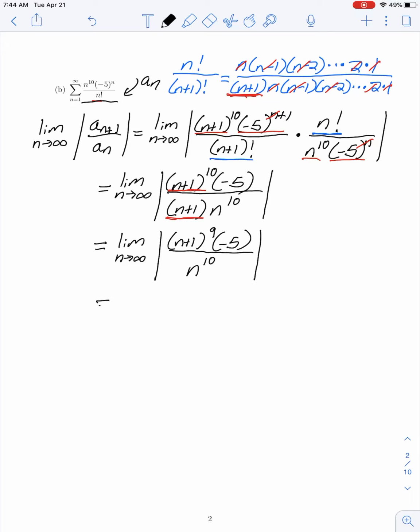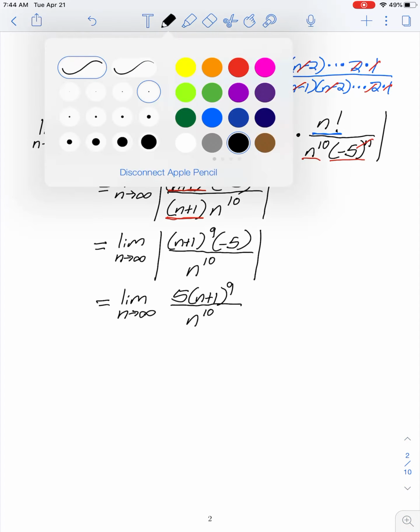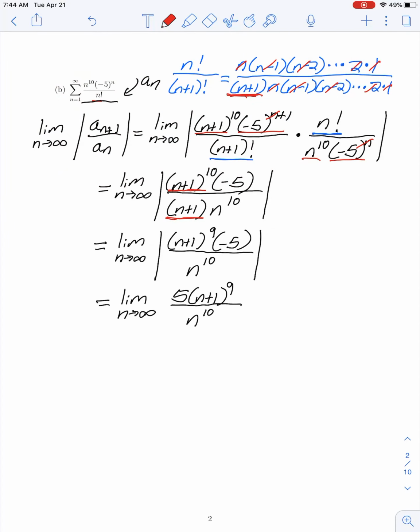Or taking the absolute value of this expression, we have the limit as n approaches infinity of 5 times n plus 1 to the 9th divided by n to the 10th power. So here we have the infinite limit of a rational function, the quotient of two polynomials, and we see that if we were to expand our numerator, the highest power that we would have is n to the 9th power. And then our denominator involves n to the 10th power.